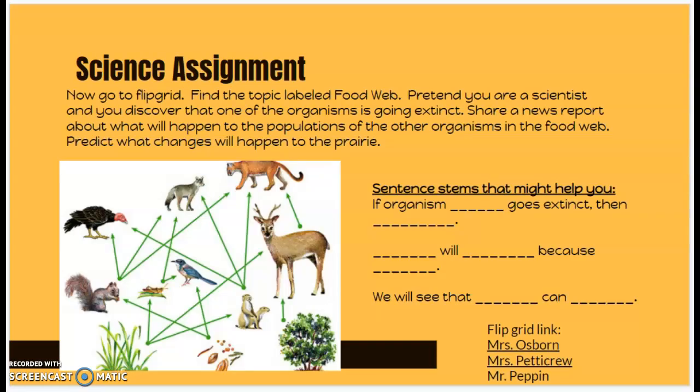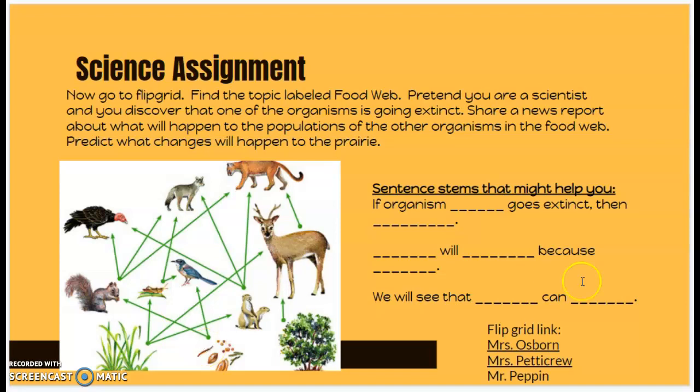And then this is your actual assignment that we're going to be grading. You're going to go to Flipgrid and find the topic labeled food web. So pretend you are a scientist and you discover that one of the organisms is going extinct. Share a news report about what will happen to the populations of the other organisms in the food web. Predict what changes will happen to the prairie.